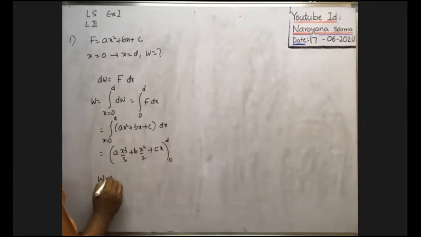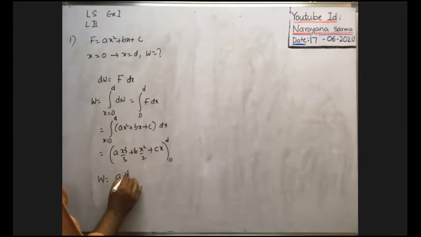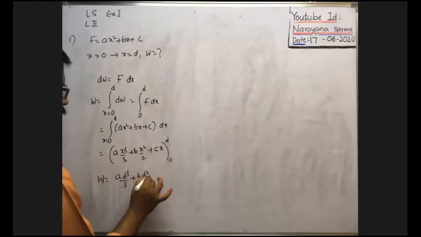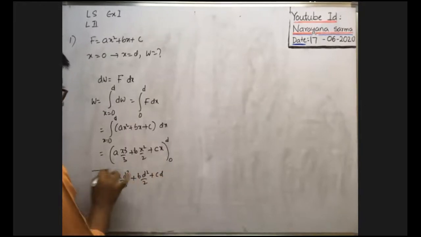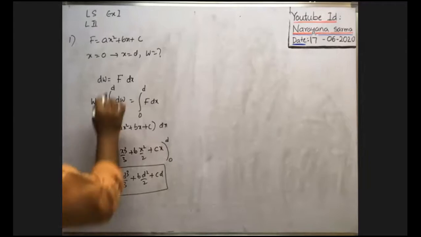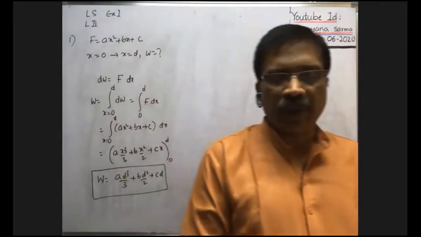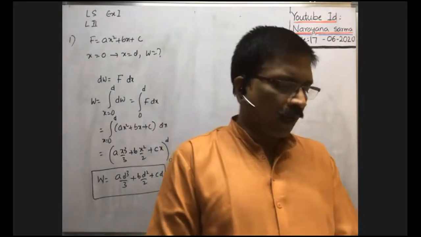So total work done is equal to a into d cube by 3 plus b into d square by 2 plus c into d. This is the net work done to displace the body from x equal to 0 to x is equal to d. This model is important. Okay. Yeah, the answer is A.